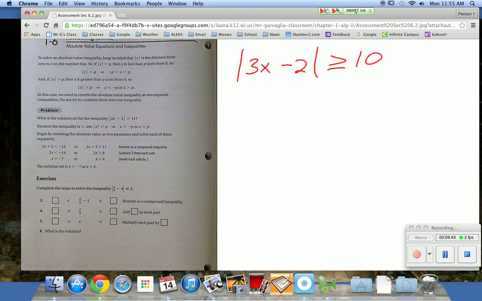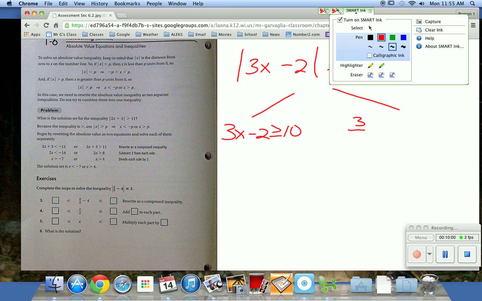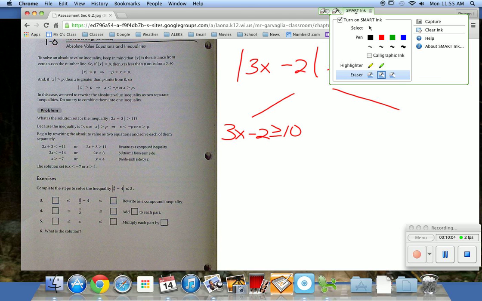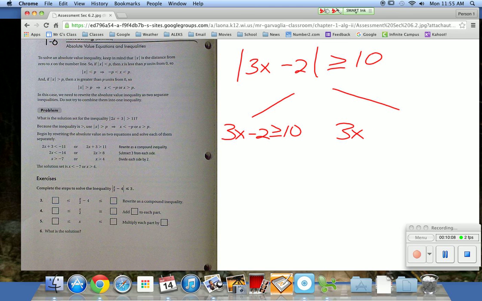First thing we're going to start off with, we're going to create our two equations from this. First one is going to be 3x minus 2 is greater than or equal to 10. The next one is going to be 3x minus 2 is less than or equal to a negative 10.